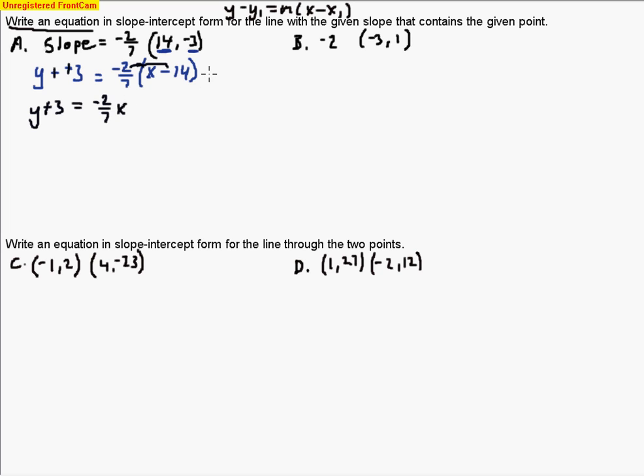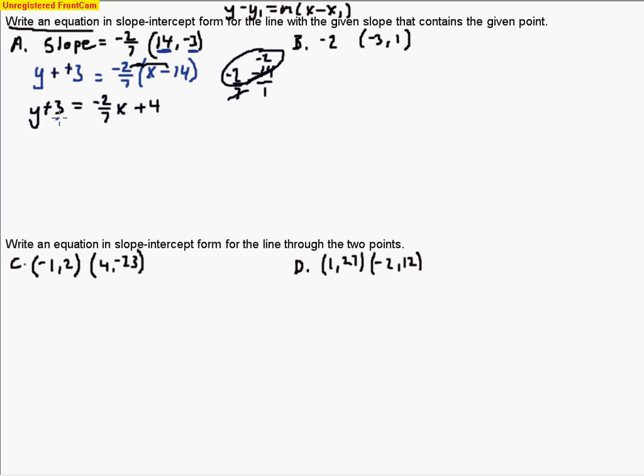Now off to the side, let's rewrite negative 2/7 times negative 14. Treat that as a fraction, negative 14 over 1. Do the reducing, and we're left with negative 2. Multiply, and that's why it's a positive 4. Oftentimes that sign is the error most people will make.